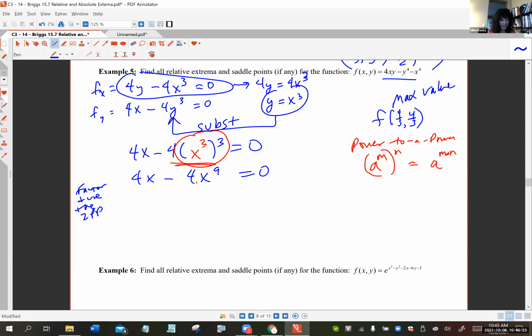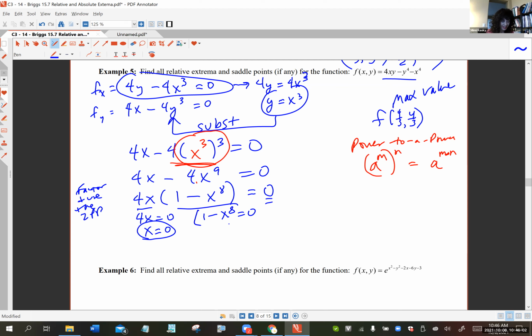So I'm going to factor out the greatest common factor here, which is a 4x. And then I'm going to get 1 minus x to the 8th, and that's equal to 0. Now the ZPP says if something multiplied with something else equals 0, you can set each individual factor equal to 0. That's the ZPP. Now, this 4x equals 0, if you divide both sides by 4, you get x equals 0. And that is going to be one of the x coordinates for a critical point.